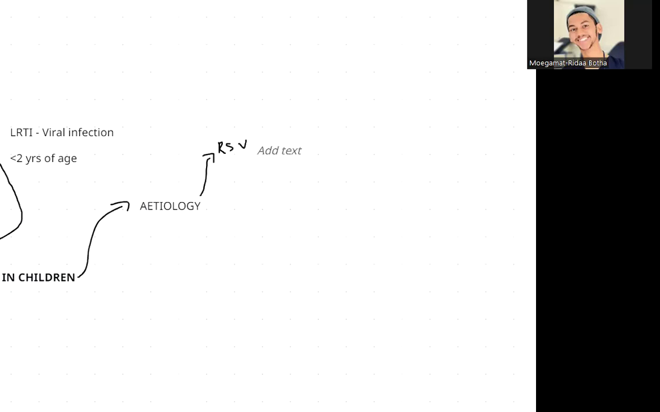RSV is an enveloped, non-segmented, negative single-strand RNA virus belonging to the paramyxovirus family. Other viruses that cause this condition include adenovirus. Okay.